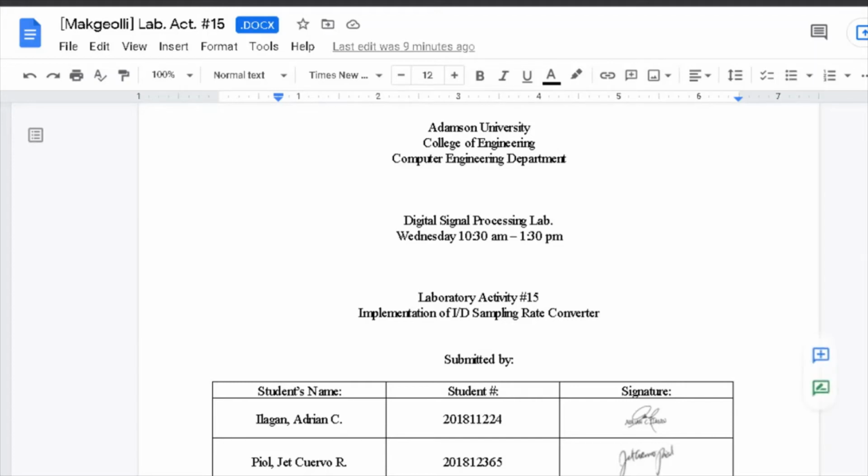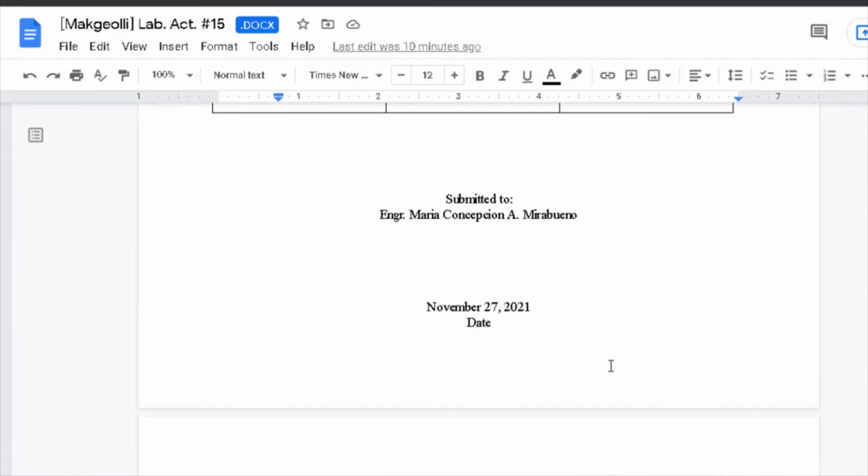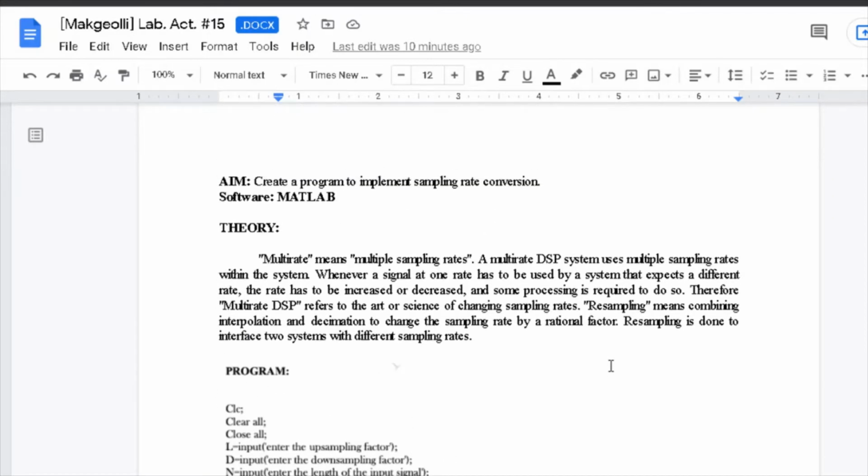For this simulation video, we are going to do the laboratory activity number 15, which is the implementation of the IND sampling rate converter. So first of all, what is multi-rate? Multi-rate means multiple sampling rate. A multi-rate digital signal processing system uses multiple sampling rates within the system.